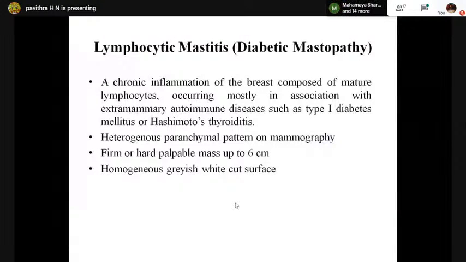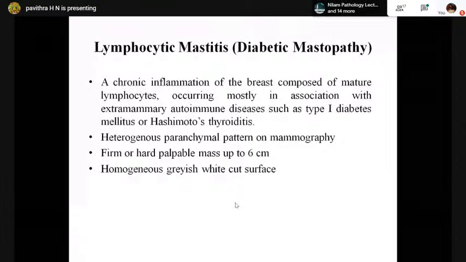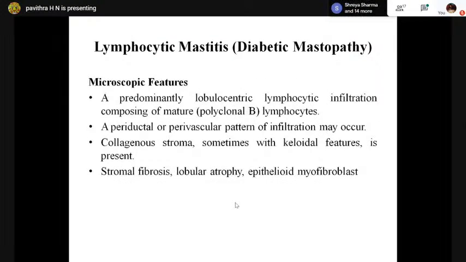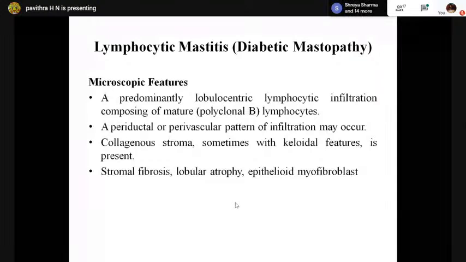The other entity is lymphocytic mastitis or diabetic mastopathy. This is a chronic inflammation of the breast composed of mature lymphocytes, occurring mostly in association with extramammary autoimmune diseases such as type 1 diabetes mellitus or Hashimoto's thyroiditis. They have a heterogeneous parenchymal pattern, and they may also form a hard palpable mass with a homogeneous gray white cut surface. Microscopically you see a lobulocentric inflammation. Mostly these are B cell type, with a periductal perivascular pattern, collagenous stroma, fibrosis, and atrophy, like you see in the other lymphocytic diseases.